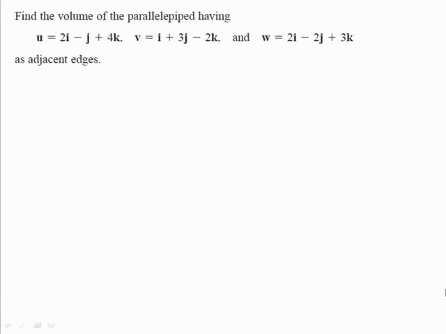Find the volume of the parallelepiped having u equal to 2i minus j plus 4k, v equal to i plus 3j minus 2k, and w equal to 2i minus 2j plus 3k as adjacent sides.